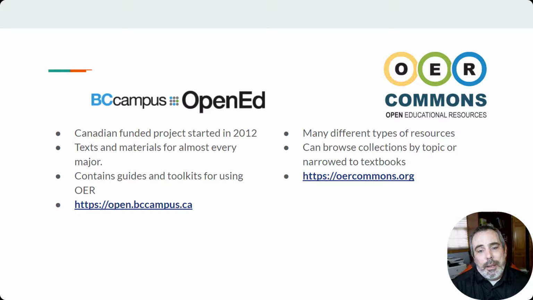The other one, kind of the last big one, is the OER Commons. I think of this kind of like Merlot. You're going to find much more than just textbooks here, but you can narrow your search down. And again, open source, or OER for open educational resource, is one of the big Google search terms anyway. So this is kind of like the granddaddy. I'm not going to say the granddaddy, but it's one of the big players in the open educational space.